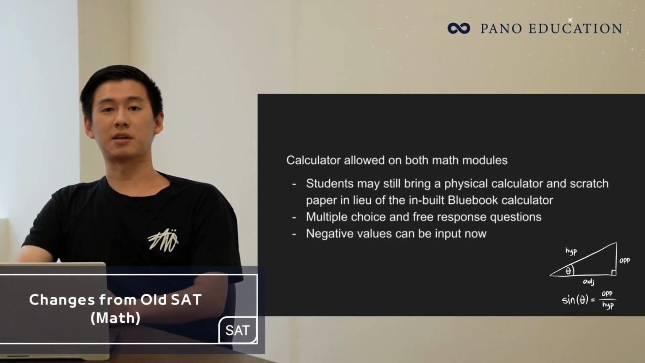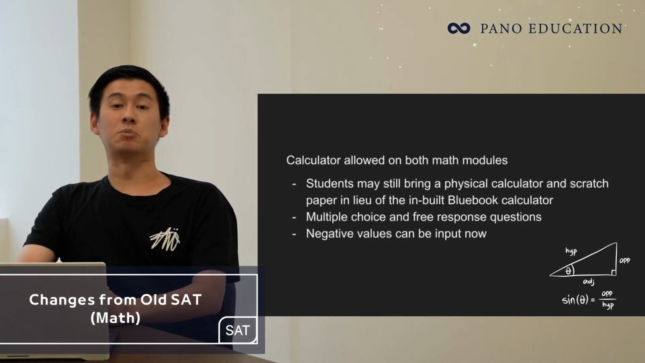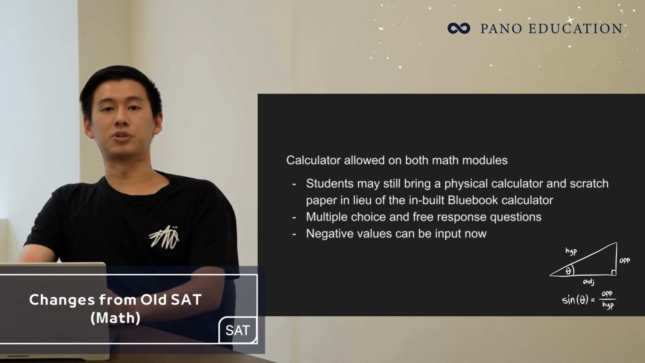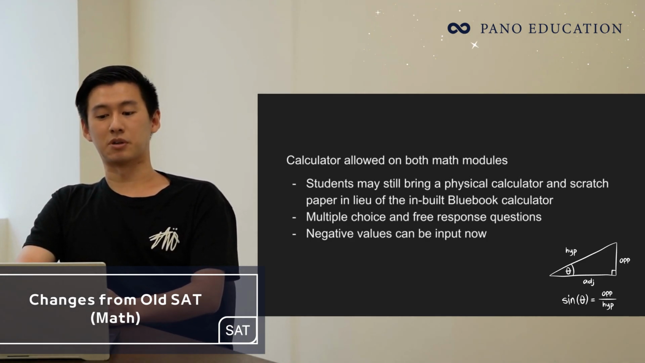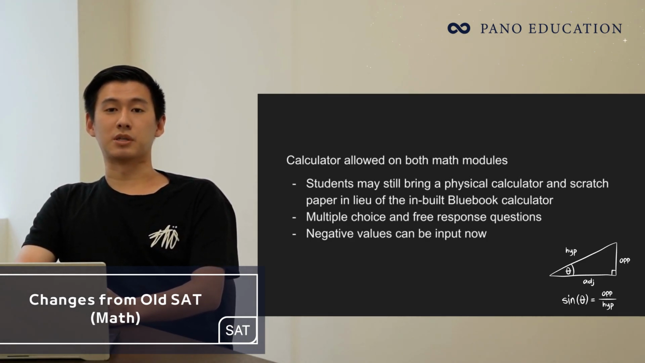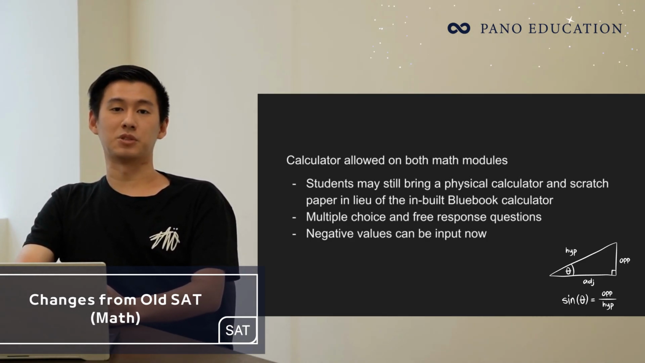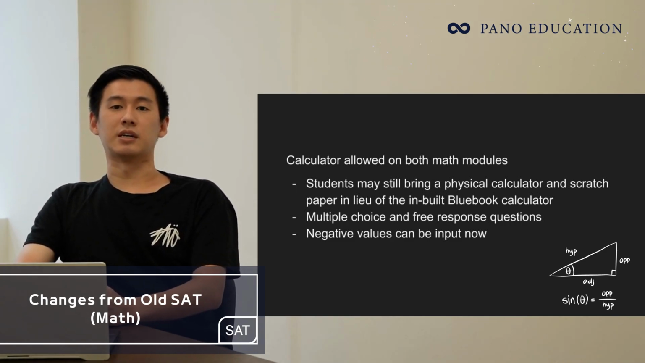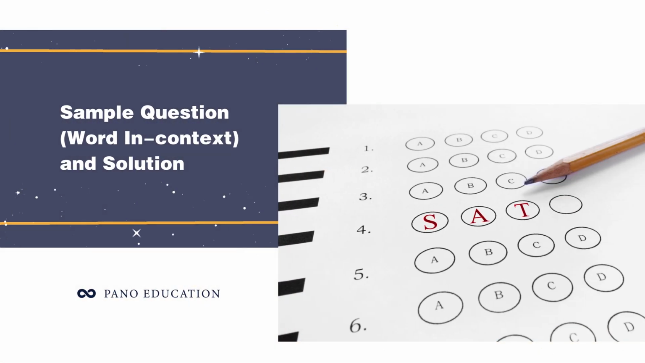With respect to the math section, calculator is now allowed on both modules. Students can choose to either use the inbuilt Blue Book calculator, or they can still bring their own physical calculator and scratch paper. Multiple choice and free response questions are now going to be mixed in with each other rather than having the free response questions at the end of the module. Another small change is that negative values can now be input for the free response questions.